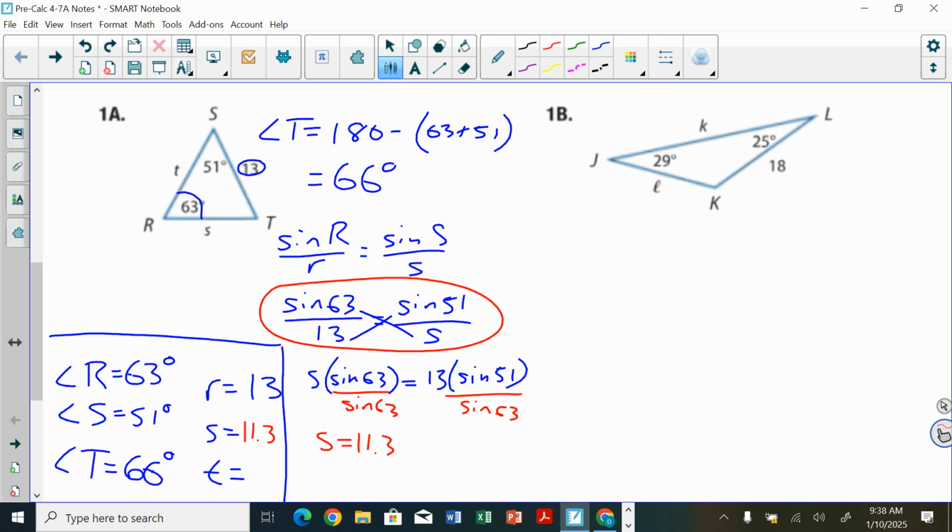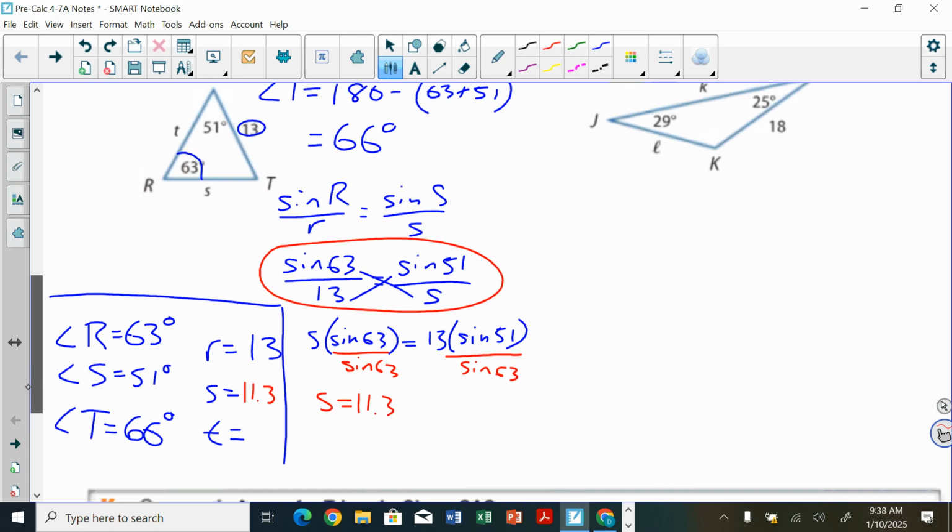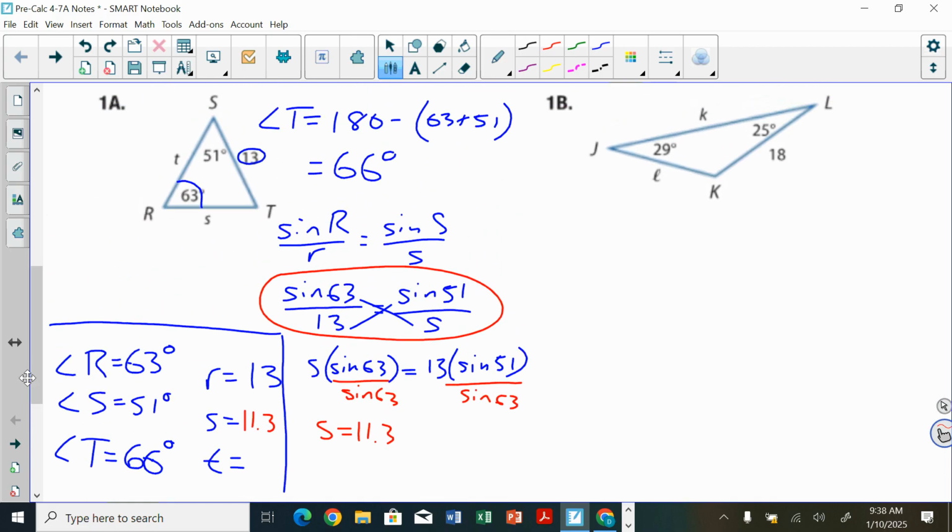All right, for T, it's the same basic idea, right? So for T, I'm going to go sine. I'm going to use R again because why not? So I can go sine of R over R equals the sine of T over T. I could use S now if I wanted to because I have all of that information, but why not just keep going here? So sine of 63 over 13.